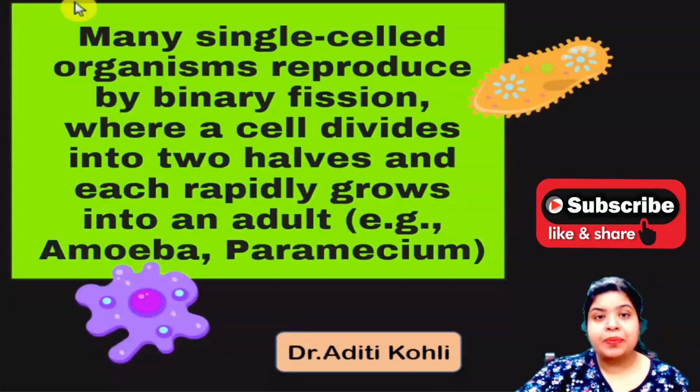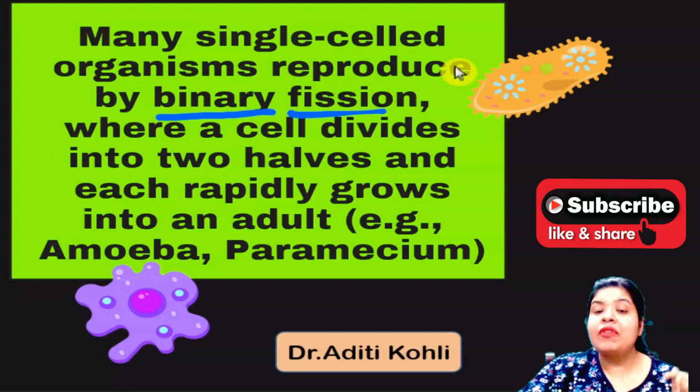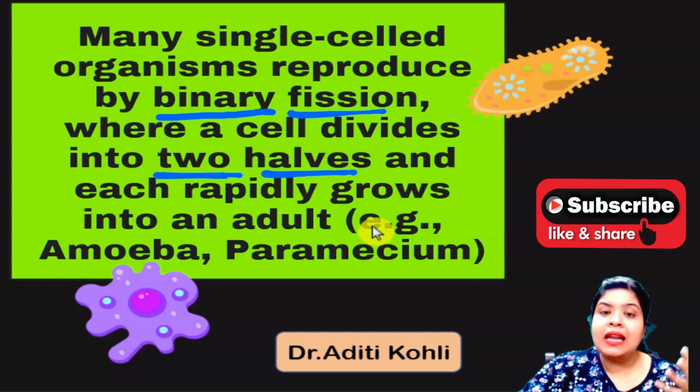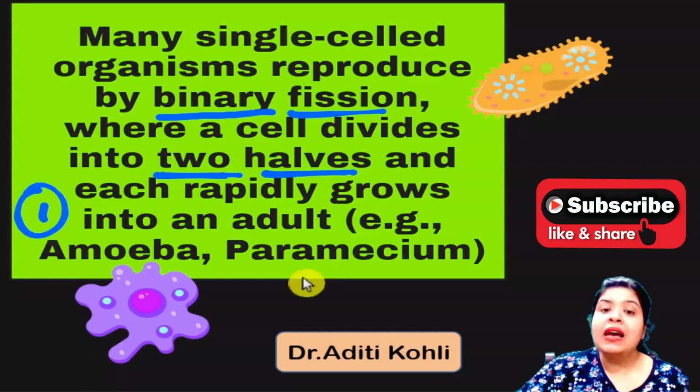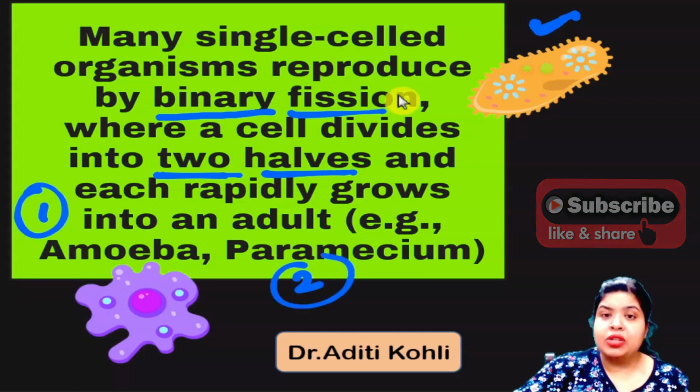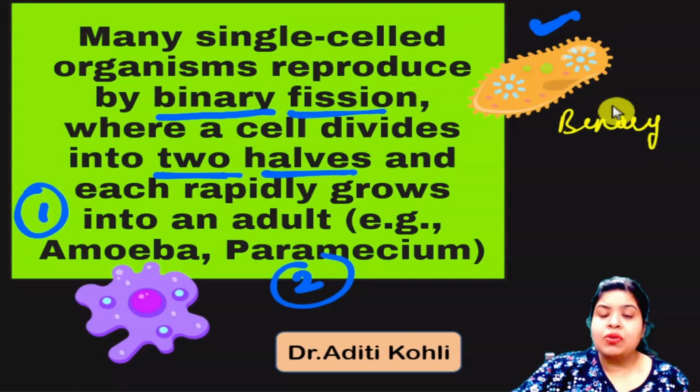Next, many single-celled organisms, which are unicellular, reproduce by binary fission. The cell divides into two equal halves, and then they rapidly grow into the adult individual. One example we have seen is amoeba, and the other example is paramecium. Paramecium also divides by binary fission. This is also an asexual mode of reproduction.